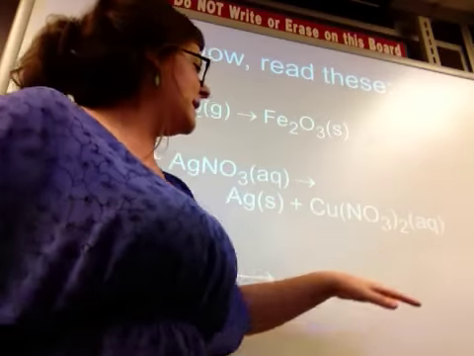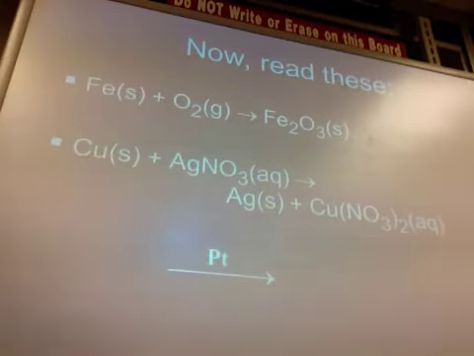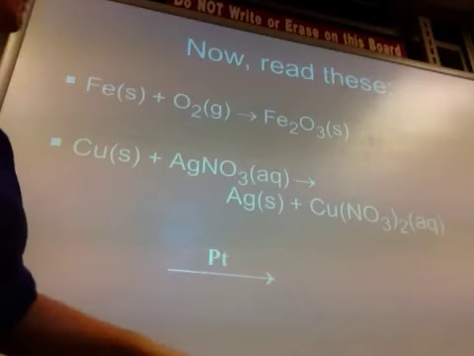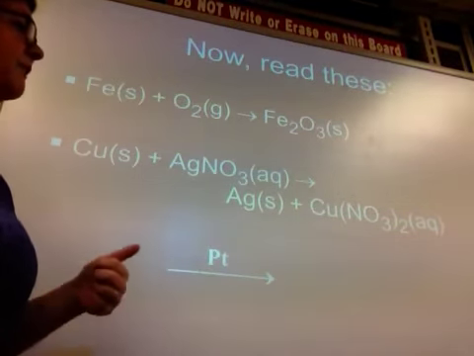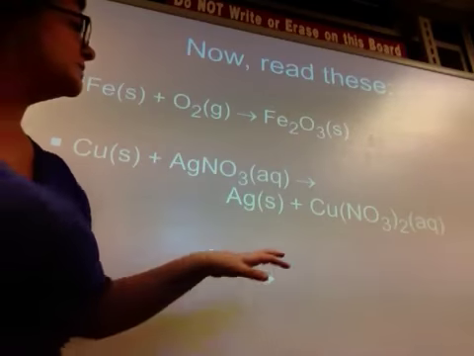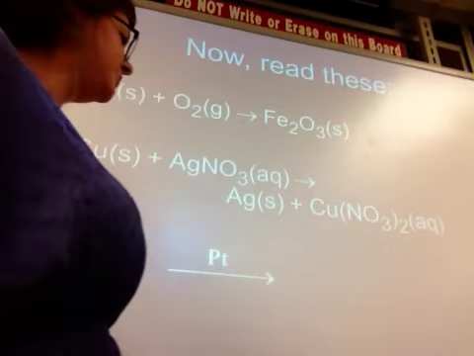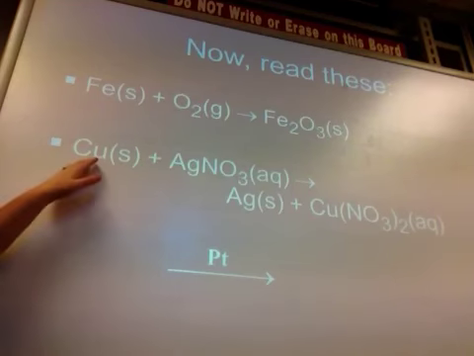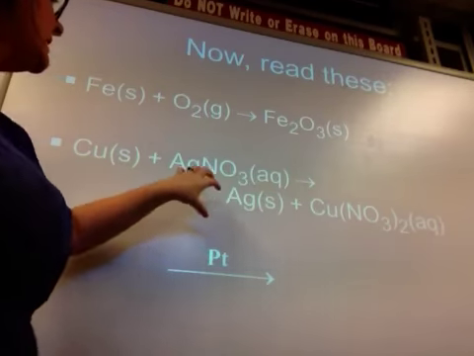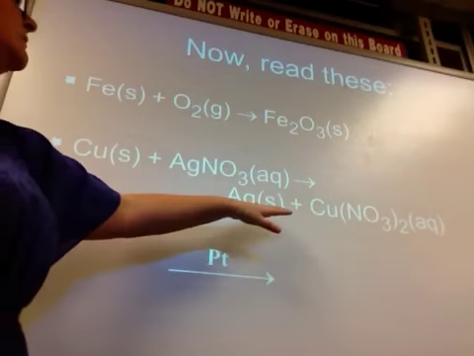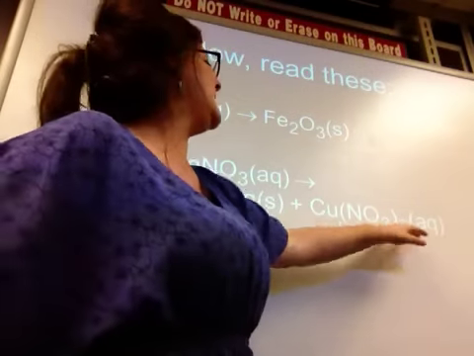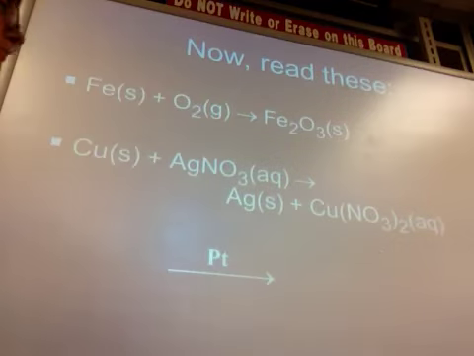and aqueous, how would I name this one? Aqueous copper 2 nitrate. Because this is copper, it's a transition metal, meaning that it has to have a Roman numeral. So I would name that copper 2 nitrate. Okay, so solid copper plus aqueous silver 1 nitrate produces or yields solid silver plus aqueous copper 2 nitrate.